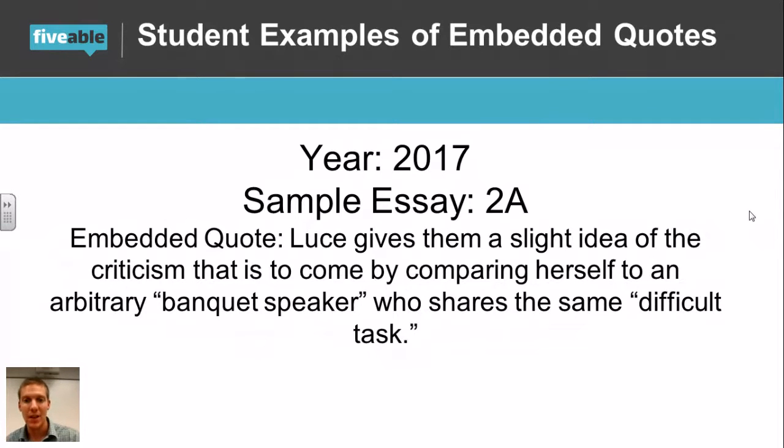So who shares the same difficult task. That phrase is a paraphrase that's just getting us quickly to the core of what she's writing about. So clearly she's still putting this into context. She gives a slight idea of the criticism that is to come. So this student's really in control of this essay because she's about to talk about criticism of some sort in maybe a future body paragraph. She's putting it into context. But it's also very clear here what she's talking about, comparing herself to an arbitrary banquet speaker. All right, this is very effective student writing.